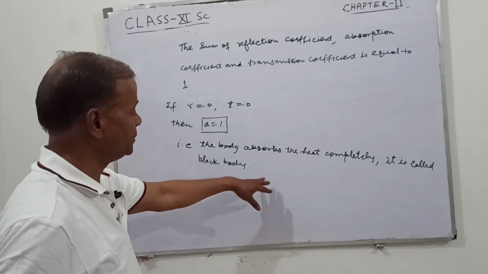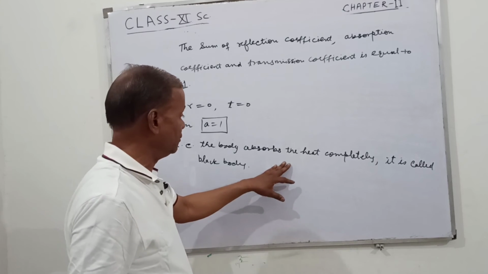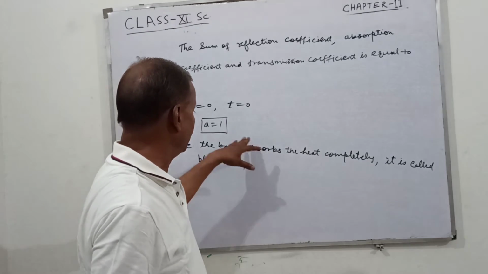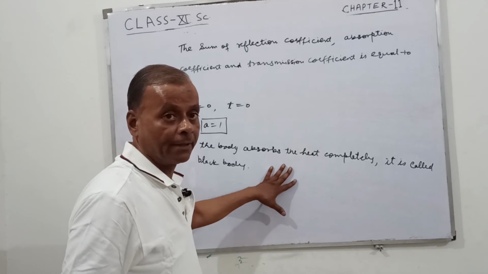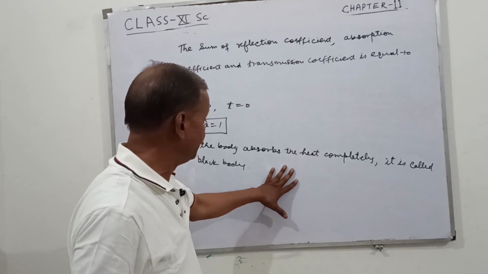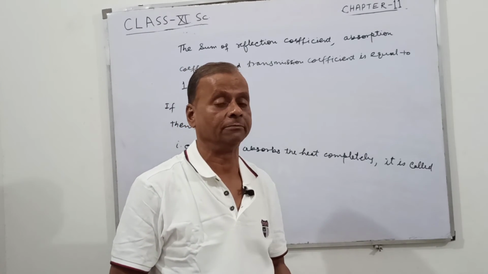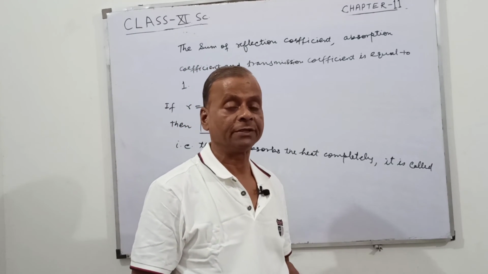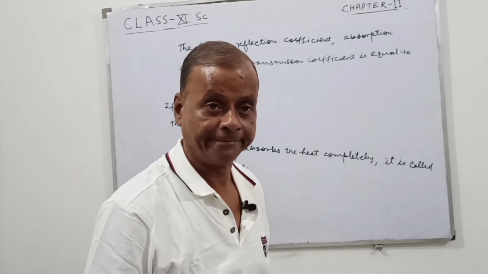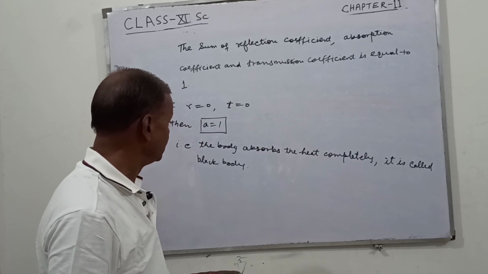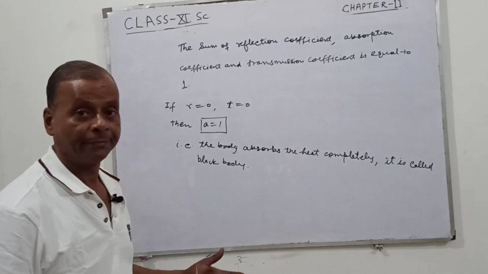Though in our daily life we do not have such bodies for which the absorption coefficient is exactly equal to 1, some bodies show this phenomenon approximately. It means that whatever heat energy falls on the surface is completely absorbed by the body. So when the body absorbs the heat completely, it is called the black body.